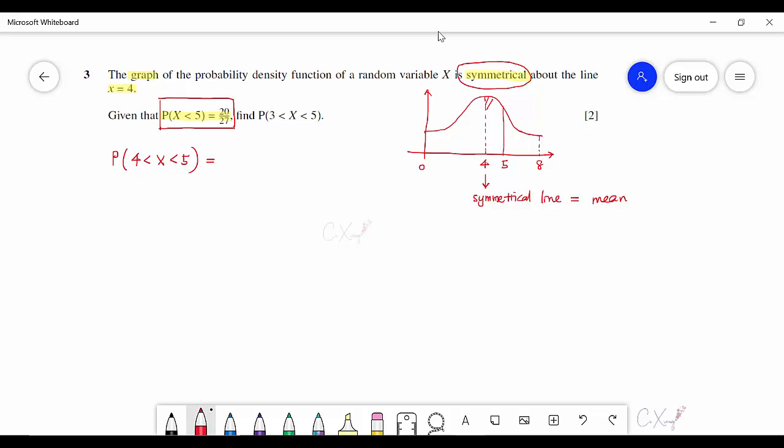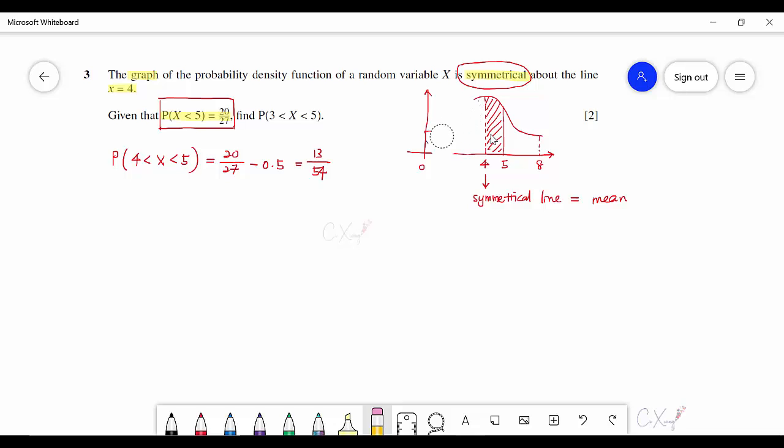If I want to find out this area, which is between 4 and 5, it is equal to 20 over 27 for x smaller than 5 minus the purple color area here. This purple color area here is actually half of the whole graph, right? Half area of the whole graph, which is equal to 1. So the half area here should be equal to 0.5, and therefore, I minus 0.5. So from here, I know that this area, the red color shaded area, should be equal to 13 over 54.